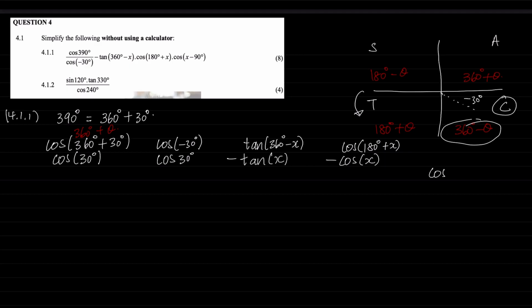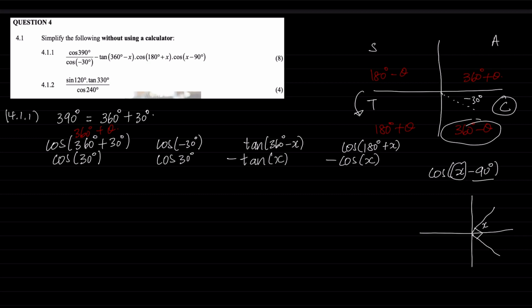So cos of x minus 90, let's rewrite that as minus 90 plus x. Actually, no, I think we can work with it as it is. I'll show you what we do here. So x minus 90. Now to solve that, we imagine our diagram like this. X is an acute angle, so x is somewhere here. And then negative 90 means clockwise rotation 90 degrees, like so.